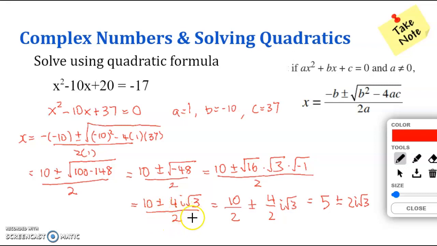Okay, so from here I can split up dividing by 2 to each of the terms, as long as I do it to each of them. That's because everything is being divided, so I can divide it separately. 10 divided by 2 is 5. 4 times i root 3 divided by 2: 4 divided by 2 simplifies to 2, so 2 i root 3.